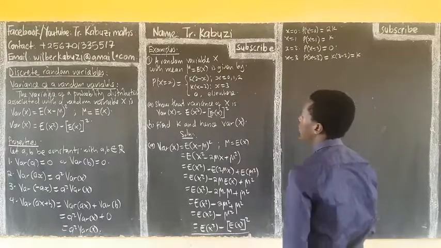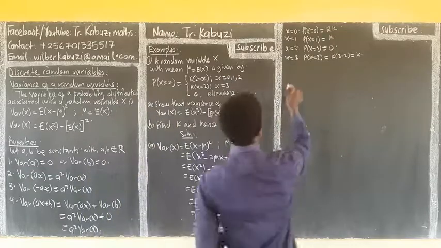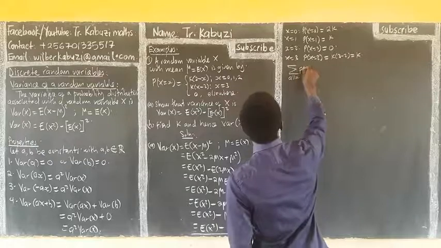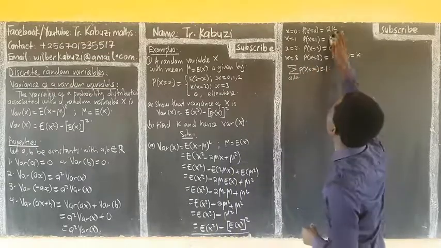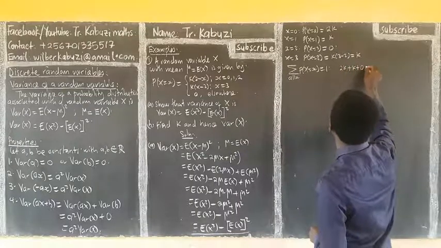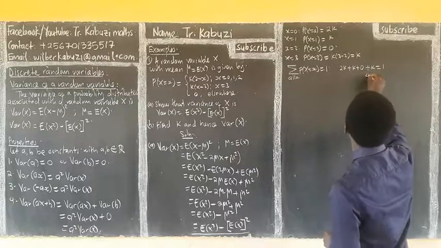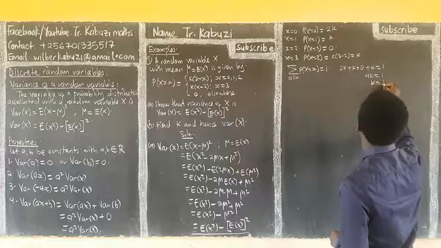So that's it. To get the value of k, I know that when I sum all these individual probabilities, I shall get 1. Meaning when I add 2k plus k plus 0 plus k, I'll get 1. This gives me 4k equaling 1, implying my k is a quarter.